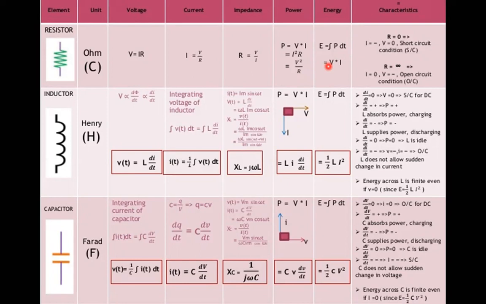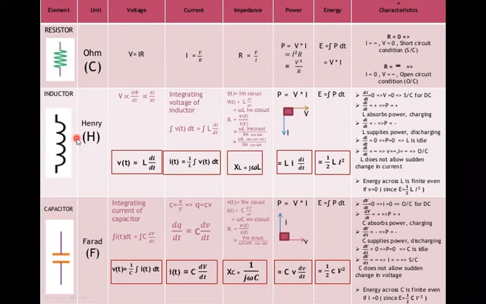Now the characteristic is, if R is equal to 0, then what will be I? I will be equal to infinity, and V is equal to 0, a short circuit condition. And if R is infinity, then I is equal to 0 and V is equal to infinity. This is called an open circuit condition. So this was all about the element called resistor.